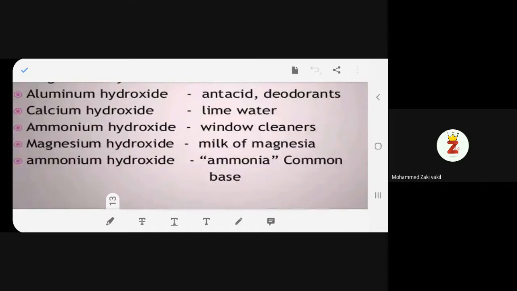Next is calcium hydroxide, lime water. Lime water is used to paint your house, a sort of distemper. जिसको हम चूना कहते हैं. Have you heard of chuna? You first put the chuna and then we do the distempering, the color, isn't it?